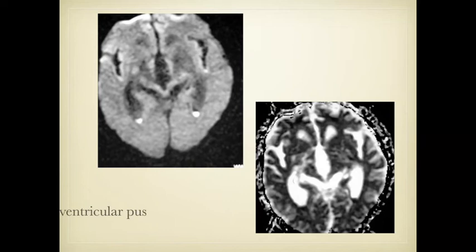So you want to look for these changes on the FLAIR scan and the diffusion. Look in the extra-axial compartment. It could be in the subdural space. It could be in the epidural space. It can be in both spaces. And look into the ventricles for abnormal restricted diffusion on the diffusion-weighted scan.